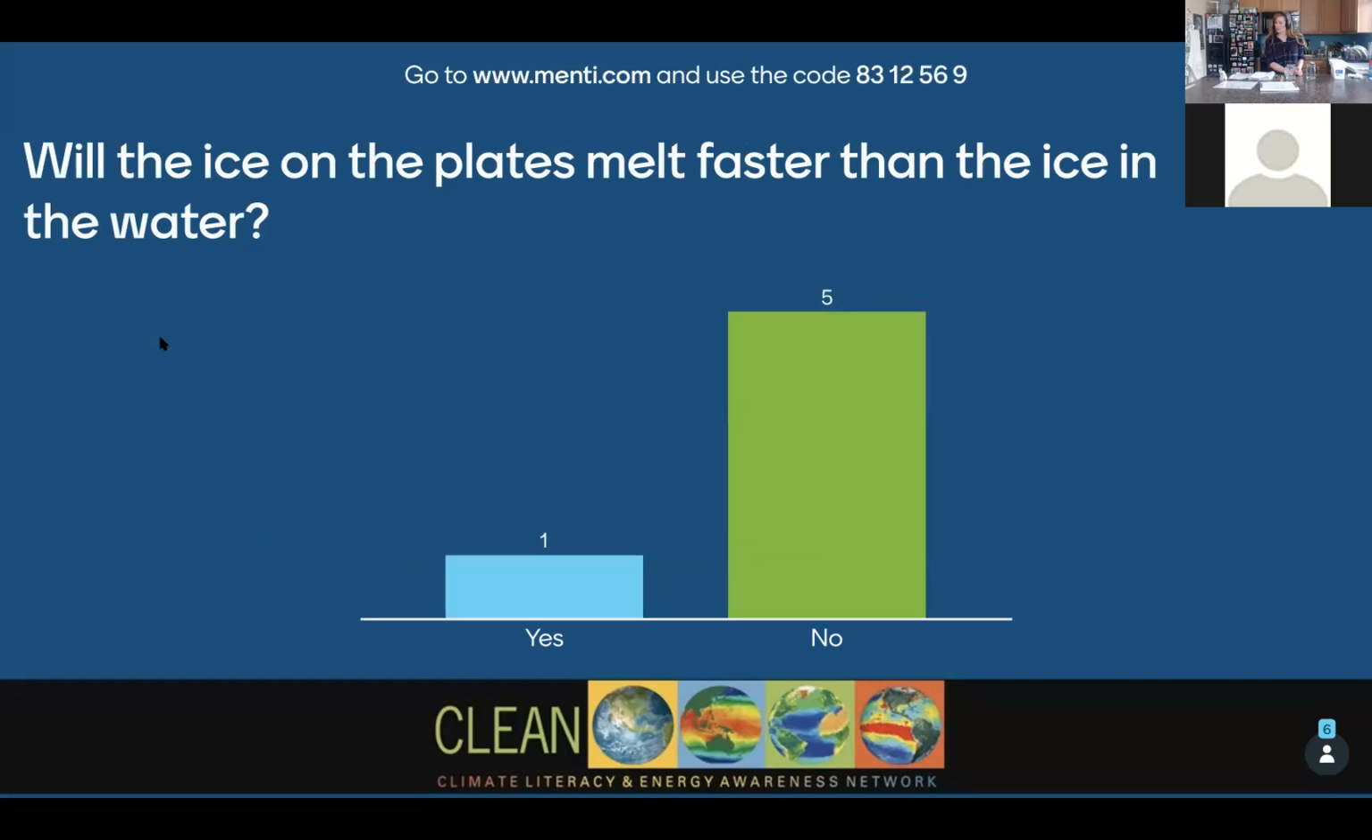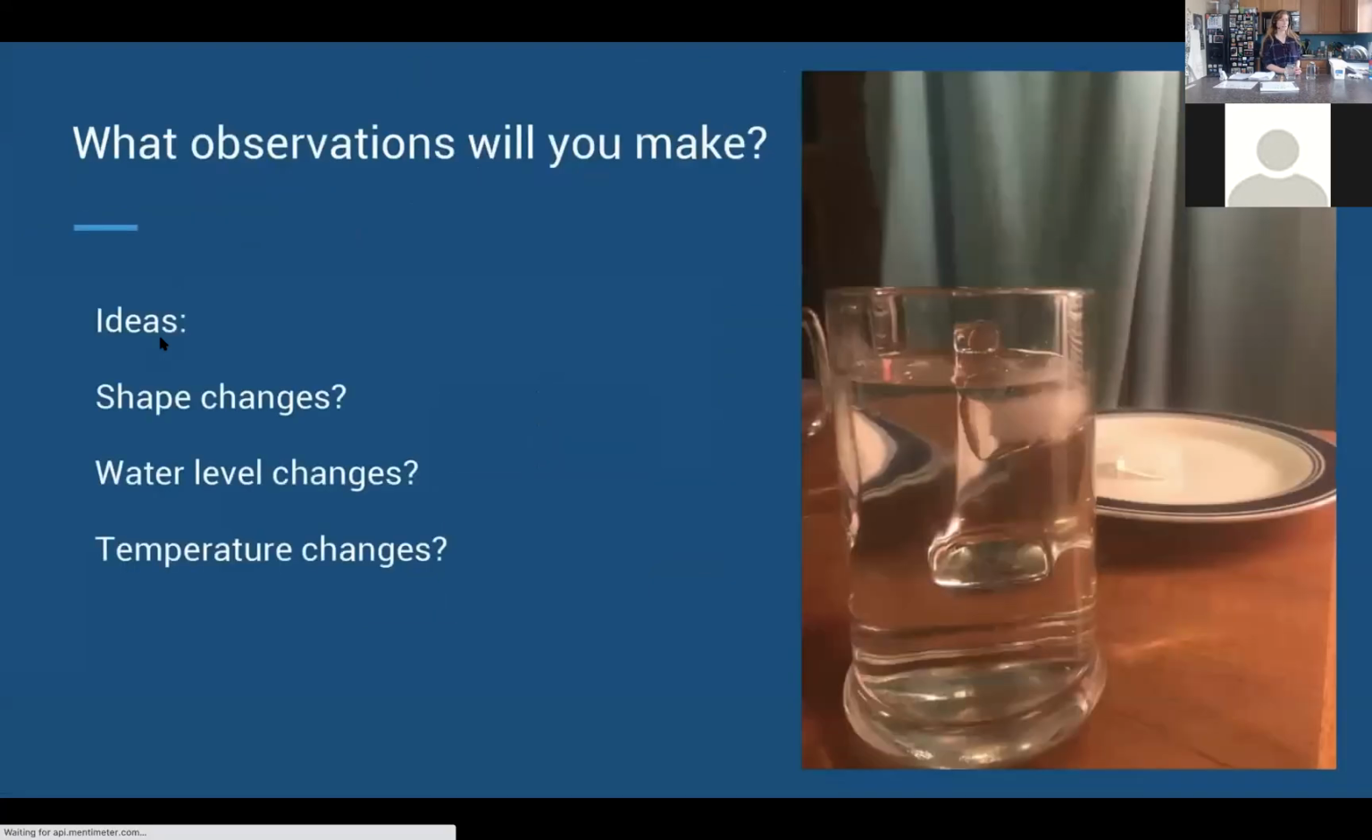And now the question is, and we're going to actually hear from you now, what observations are you going to make to test these things? Are you going to look at the water level changes? Are you going to look at this thermometer and the temperature changes? Are you going to draw your ice cube and see how that drawing changes over time? Just take a second and think about what observations you're going to make.